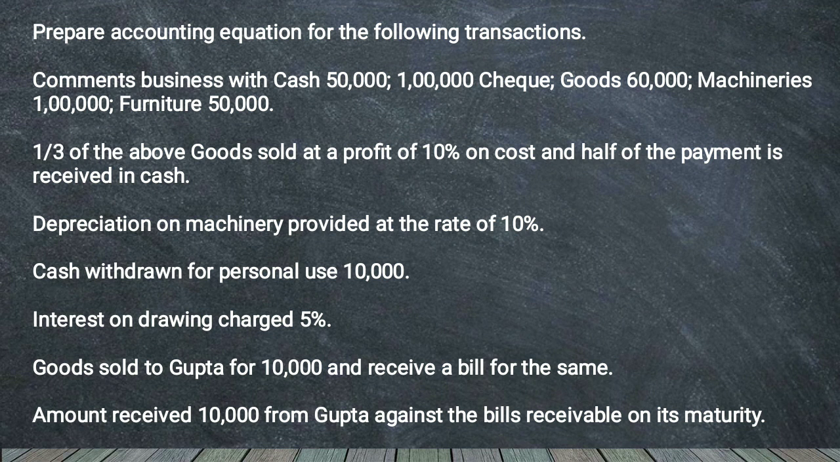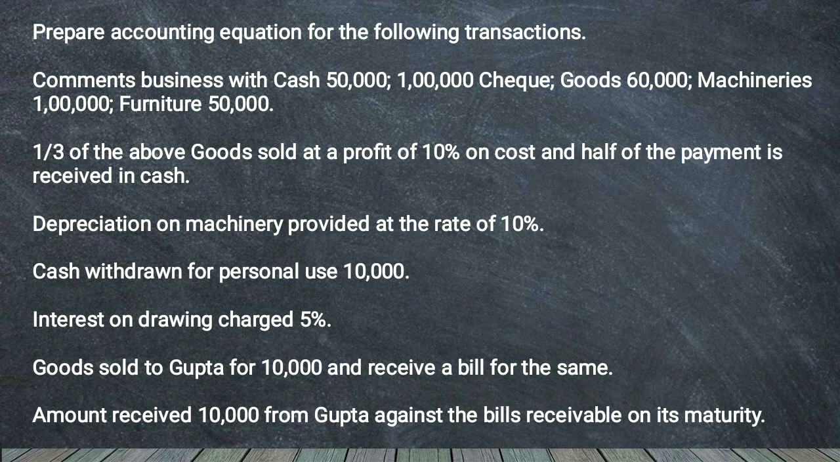So before solving the question, let's discuss the transactions, what exactly they want to say and what is the effect of these transactions on the accounting equation. So first, we have started our business with cash, with cheque, that is bank, goods, that is stock, the machinery and the furniture. And you know, whatever things we invest in business to start it is called capital. So simply on the basis of the first transaction, we can say the total amount of capital is 3,60,000.